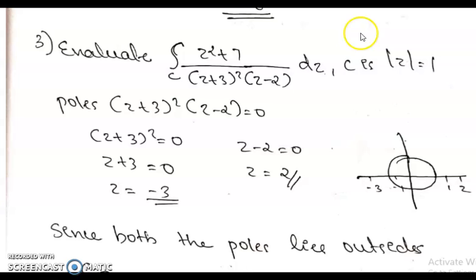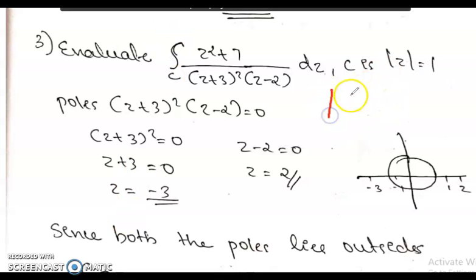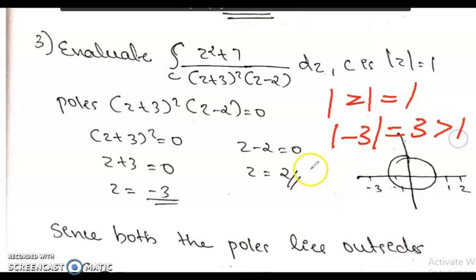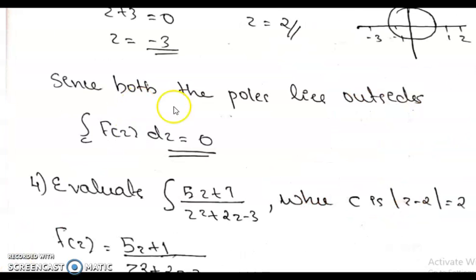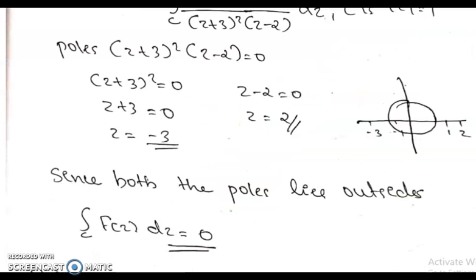Now when you substitute minus 3 here, the modulus of minus 3 is 3, which is greater than 1, so it lies outside. The next value 2, modulus 2 is 2, that is also greater than 1. So both values lie outside. Since both the poles lie outside, the integral over C f of z dz is equal to 0. Only for inside points can we apply the Cauchy residue theorem. For outside points the answer is 0. Therefore the integral value is 0.